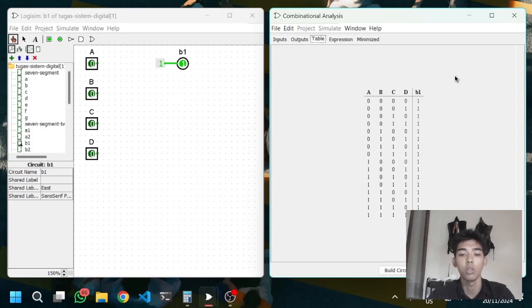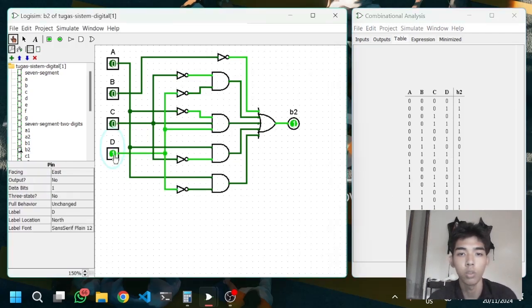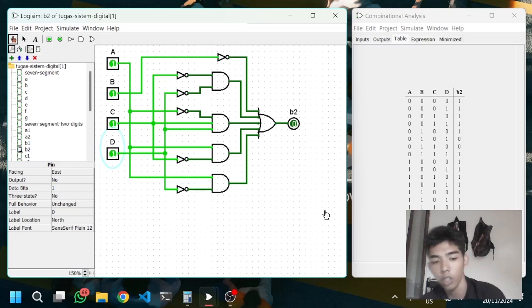Okay, move on to B2. Okay, this is B2. Now let's check from 0 to 15 and see if this is right. Okay, 0, 1, 2, 3, 4, 5, 6, 7, 8, 9, 10, 11, 12, 13, 14, and 15. You can see here 15 is 0 for B2. Okay, now let's move on to C1.